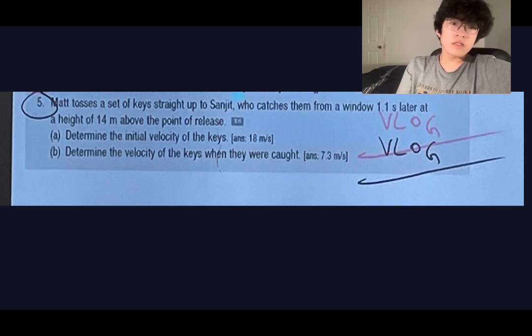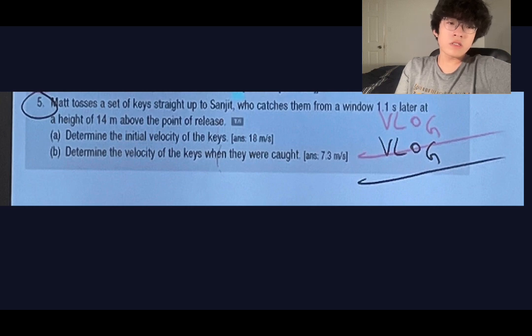Matt tosses a set of keys straight up to Sanjit, who catches them from the window 1.1 seconds later at a height of 14 meters above the point of release. So basically this is a projectile in the vertical direction, and it gives us the time and the height above the ground.